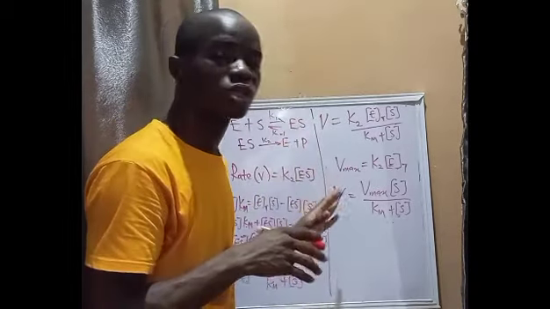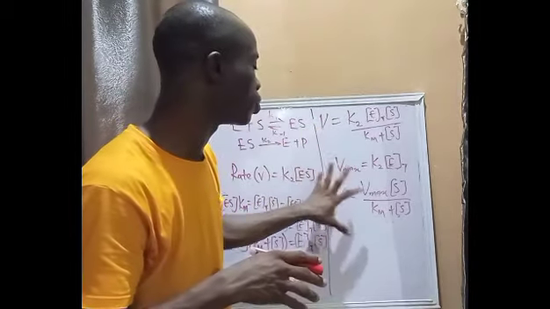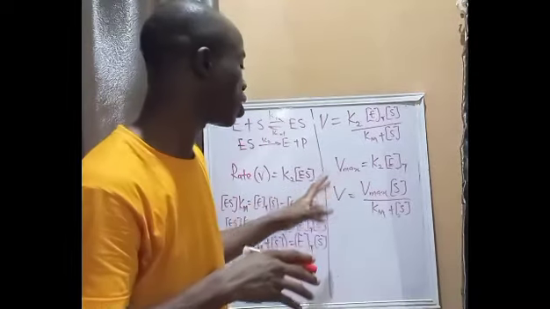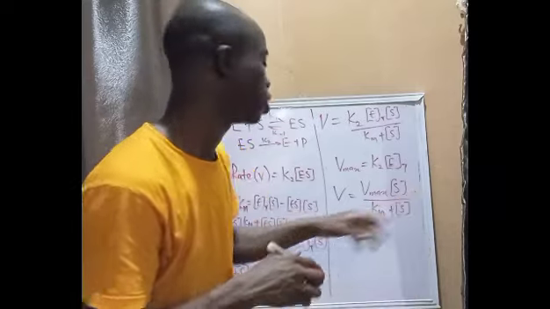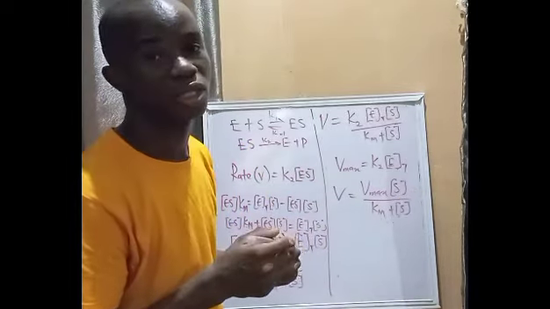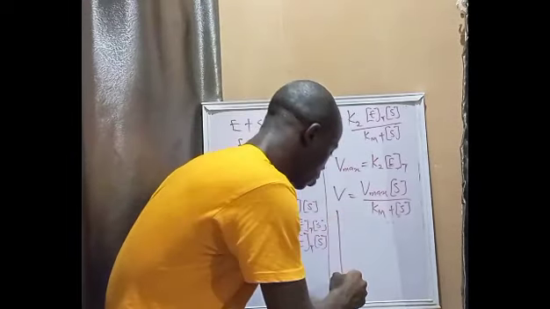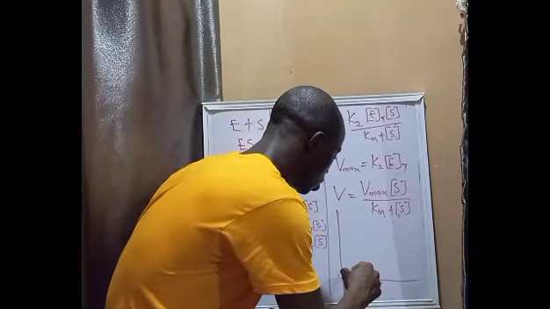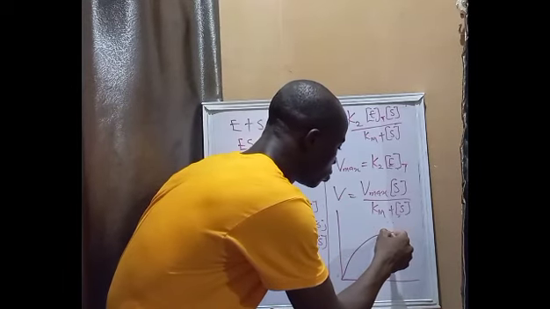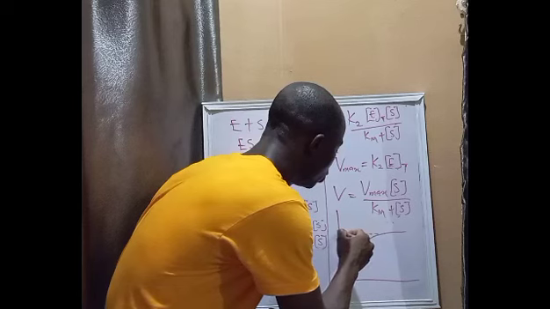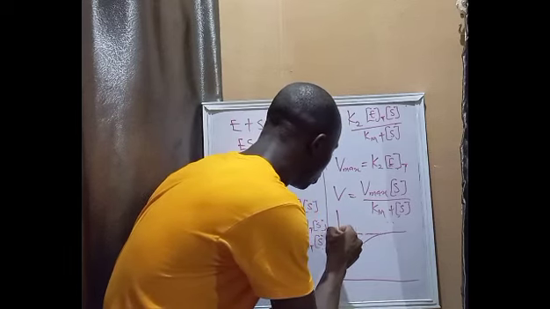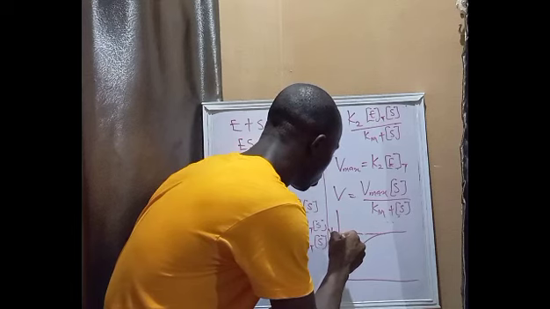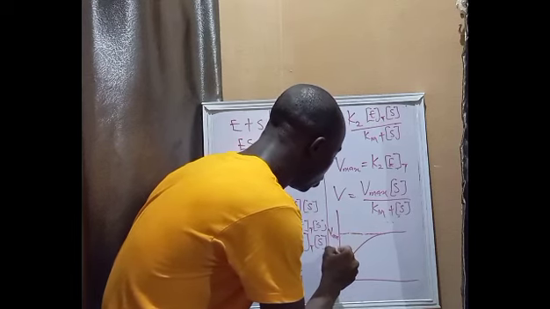In most cases, when you plot a graph of velocity against substrate concentration, the graph of the Michaelis-Menten equation will look like this. So this point is the point where you have the Vmax. This is where you have the Vmax. So let's say this is your Vmax over 2.